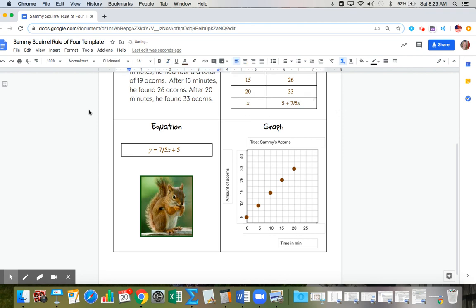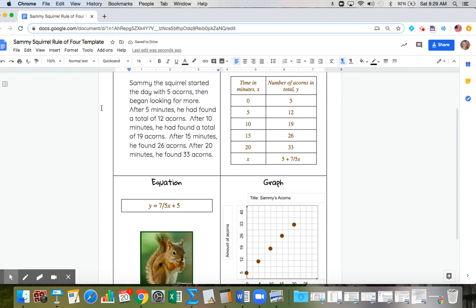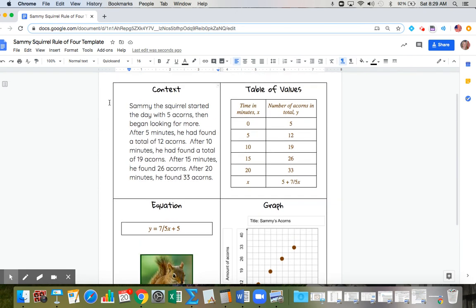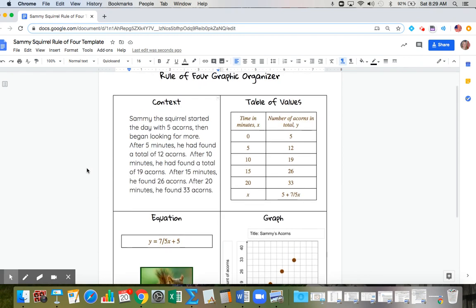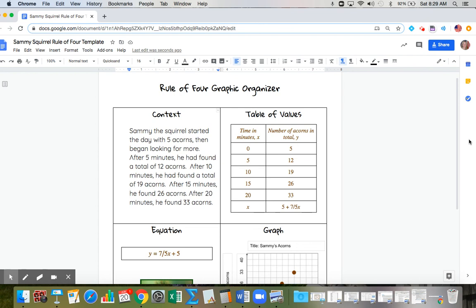And now we can see that we started out with a contextual situation, right? I jumped right to the table of values. Some people would have gone right to the graph. I then take my table of values and make a graph out of it, and then it makes it easier for me to find the equation. So the rule of 4, pretty helpful tool. This time we used it for a linear function, but you can use it for any other type of function.